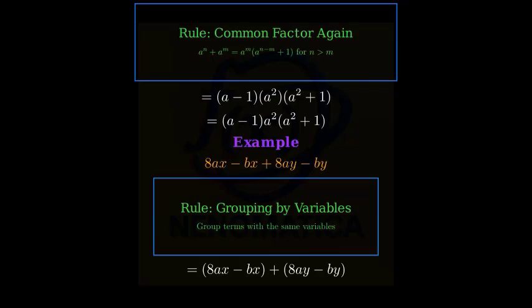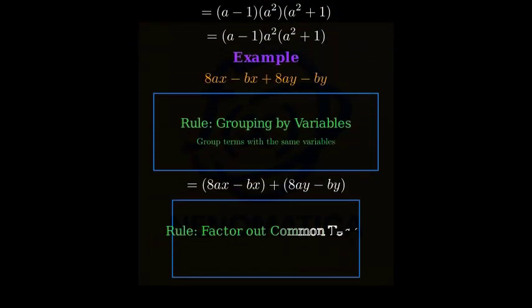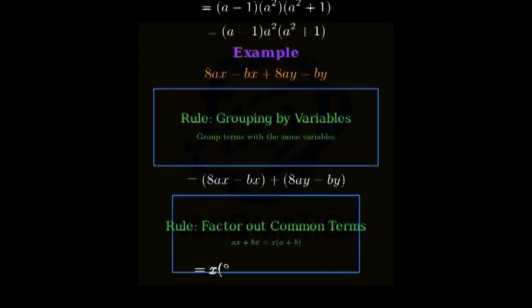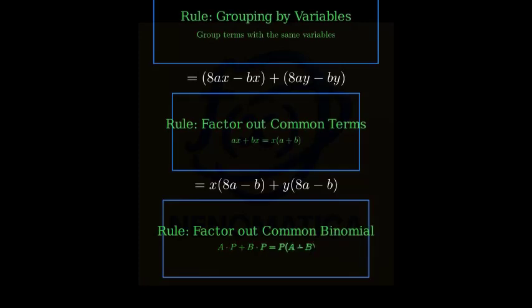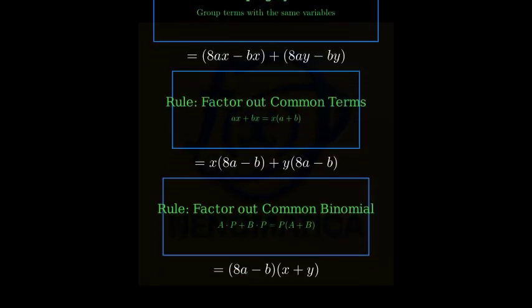Now, let's factor out the common terms from each group. From the first group, we can factor out x, and from the second group, we can factor out y. This gives us x times (8a minus b) plus y times (8a minus b). Do you notice a common factor in both terms? Yes, the expression 8a minus b appears in both terms. So we can factor it out to get (8a minus b) times (x plus y).